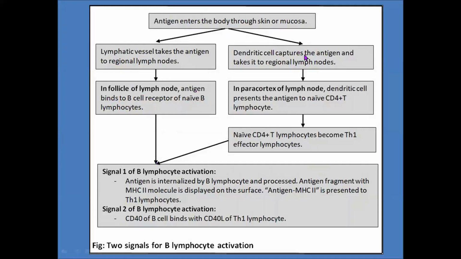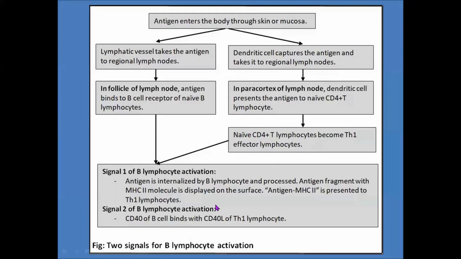Here on the right side, you can see the antigen is captured by antigen presenting cell, dendritic cell, and the antigen is taken to regional lymph nodes. In the paracortex of lymph node, dendritic cell presents the antigen to naive CD4 positive T lymphocytes. Naive CD4 positive T lymphocytes become Th1 cells, Th1 effector lymphocytes after antigen presentation.